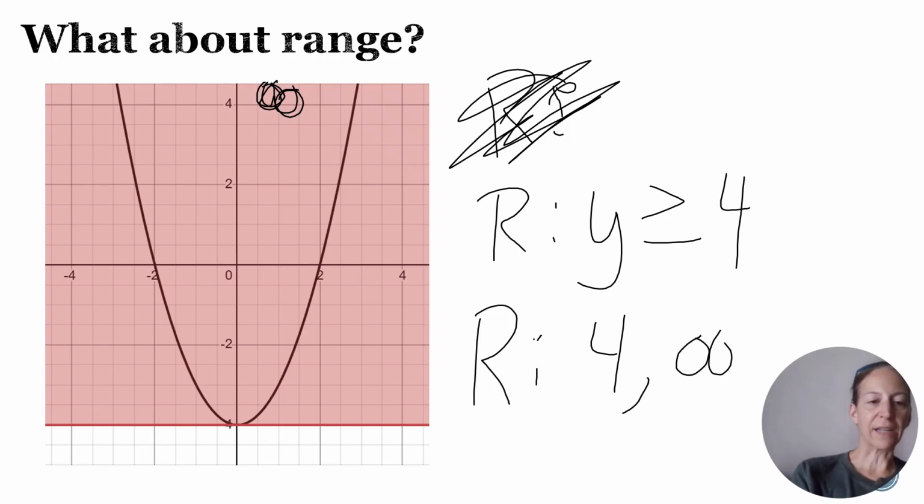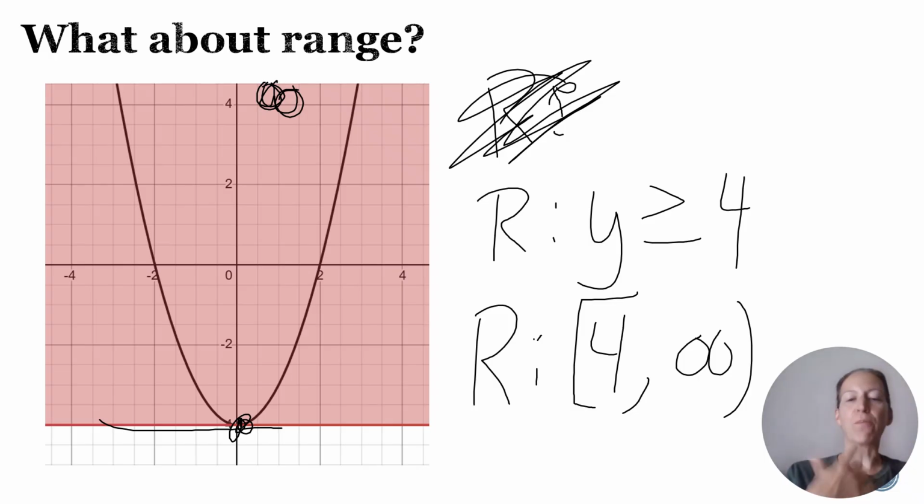Now, here's where it gets weird. See how the 4 itself is included. So y can be equal to 4. Instead of using the parenthesis, we use a bracket. The bracket means that the 4 is included.